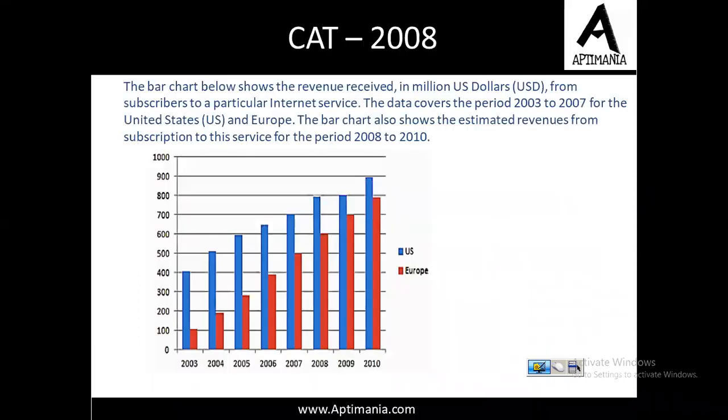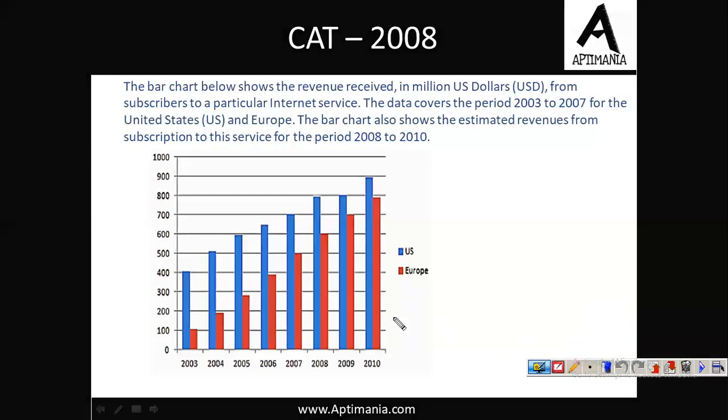So the question was, the bar chart below shows the revenue received in million US dollars from subscribers to a particular internet service. The data covers the period 2003 to 2007 for the United States and Europe. The bar chart also shows the estimated revenues from subscription to this service for the period of 2008 to 2010. So basically, these values are the actual values, and from 2008 to 2010, these are the expected values. Apart from that, these values are in US million dollars, USDs. Fine. So this was the question based on bar graph.